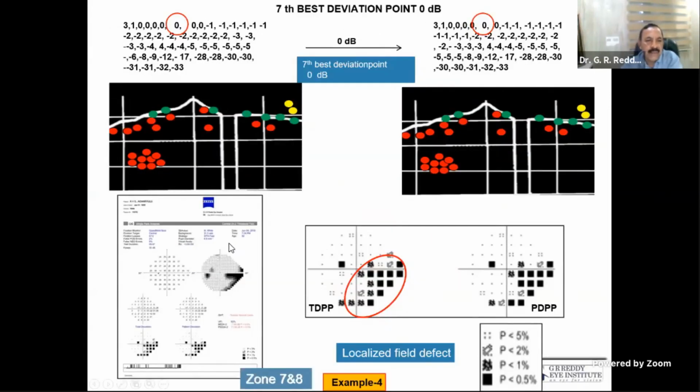In a localized scotoma, most of the points will be nearer to the slope of field of vision. And the seventh best deviation point is already, the better points are 2, and the seventh best point is already on the slope. So we don't add anything because they're already on the slope. So in a localized scotoma, because the seventh deviation point is very close to the field of vision, or in this case it is on the slope of field of vision, we don't add anything. So there is no change in the numerical values, and the probability plots will be similar.